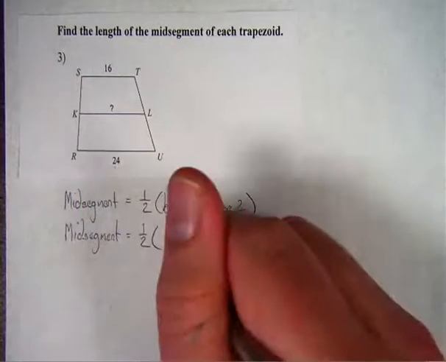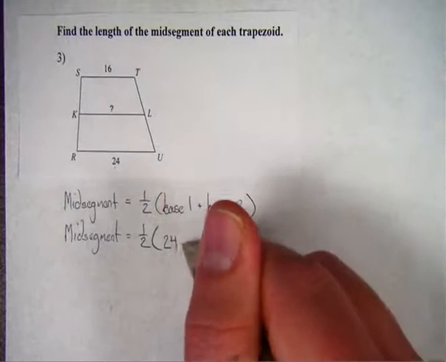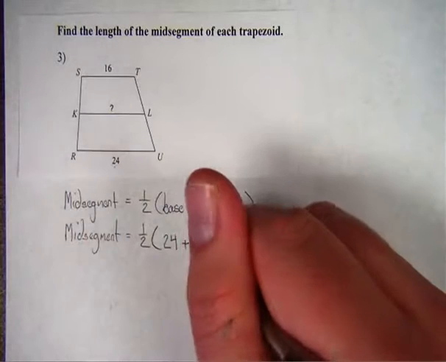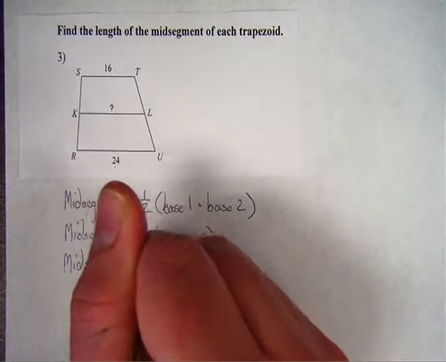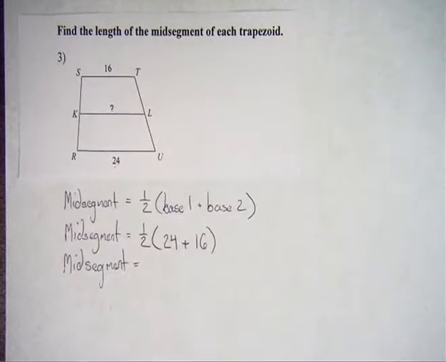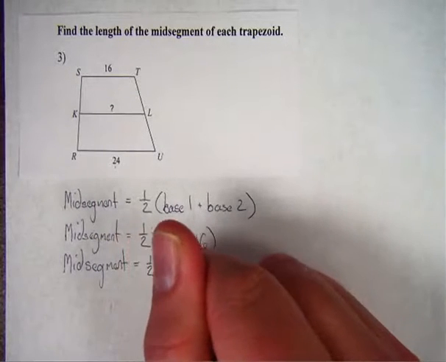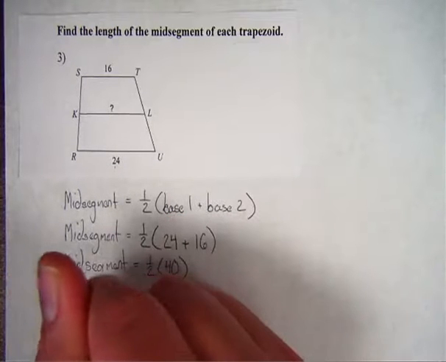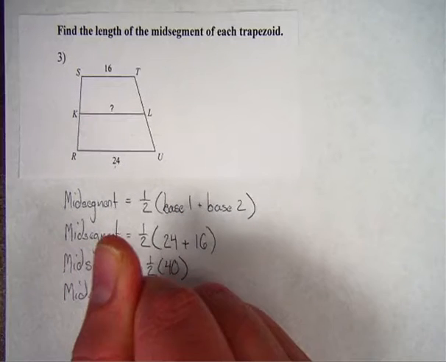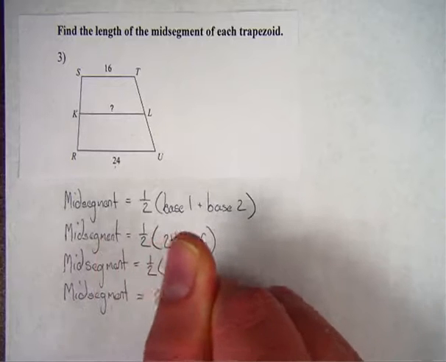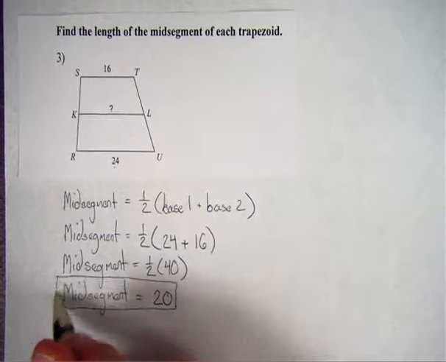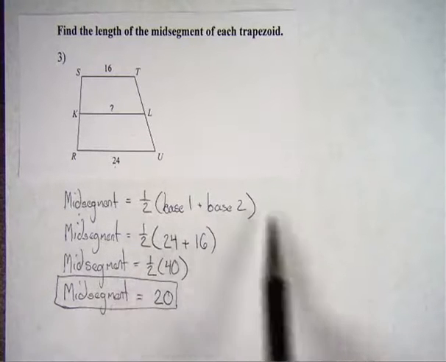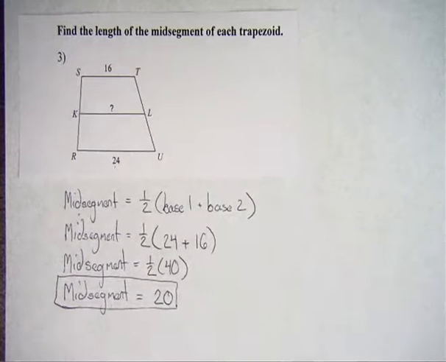Base 1, I would substitute in a 24 there, plus base 2 would be a 16. And now all that's left is some simplifying. So I can see that 24 plus 16 is going to be 40. So my mid-segment is 1/2 of 40, so I know the length of my mid-segment is going to be 20, and since we're not given any units, that's the best we can say.